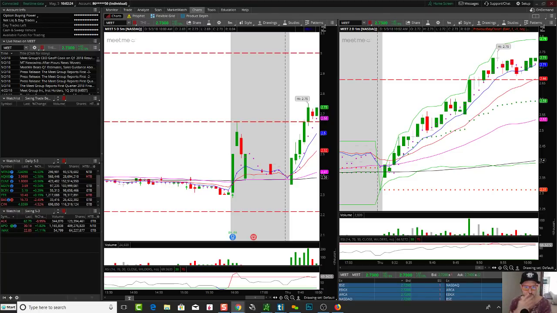I mean, we all want to hit home runs, right? We all want to make a 50 cent, $1 trade, but it's all those 10, 15, 5 cent, 7, 8 cent scalps that add up, right? And so, yeah, VVPR looks like it's hitting a home run right now.